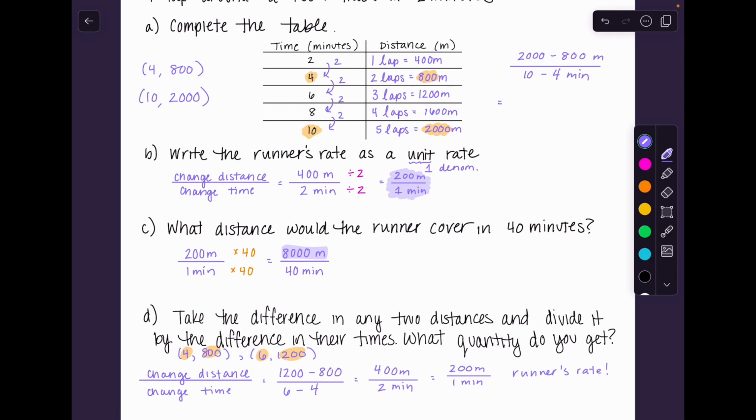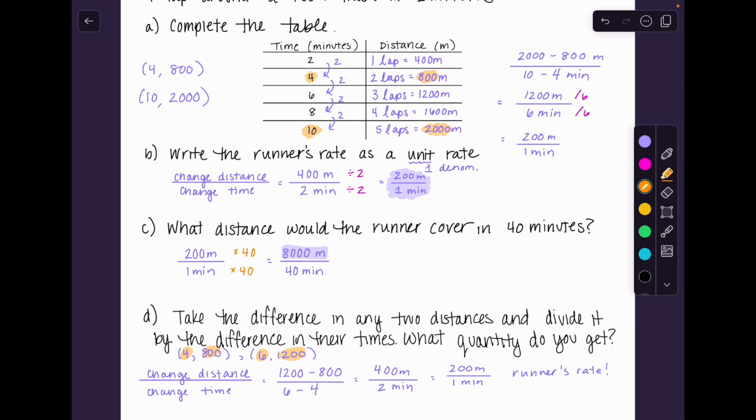So 2,000 minus 800 means the runner ran 1,200 meters over a total time of 6 minutes. And again, if I make this a unit rate, that means I'm going to take both top and bottom and divide it by 6. You still end up with 200 meters every 1 minute. Okay. So this is exactly our slope. It is just the runner's rate of change. They are going 200 meters every 1 minute. That is my slope for this linear line.